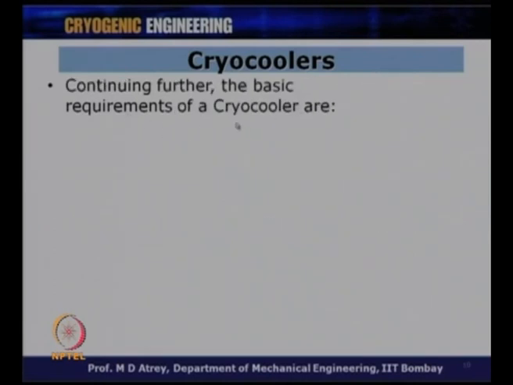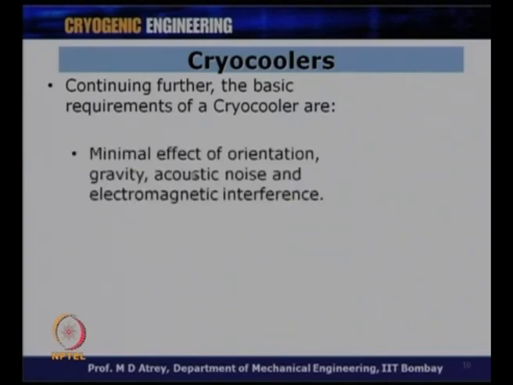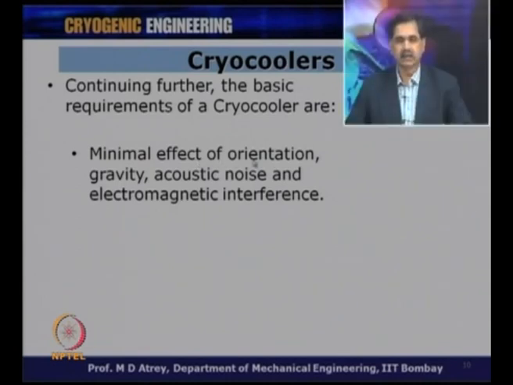Continuing further, if I want to technically see the cryocooler requirements, it should have minimal effect of orientation. Sometimes some cryocoolers do not work when their orientation is not vertical. If they are inclined, for example, the pulse tube cryocooler which we will see has an orientation effect. Then there are acoustic noise and electromagnetic interference, because some parts are moving all the time, and therefore, the devices around this cryocooler can also show some problems because of the interference. So, you have to worry about in what environment these cryocoolers are going to work, and accordingly one has to choose or shield these cryocoolers.